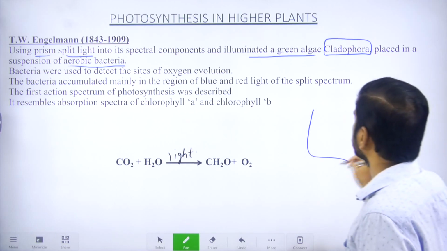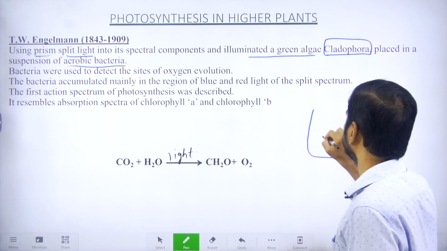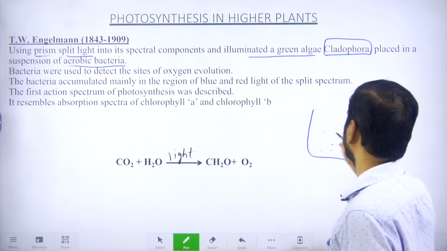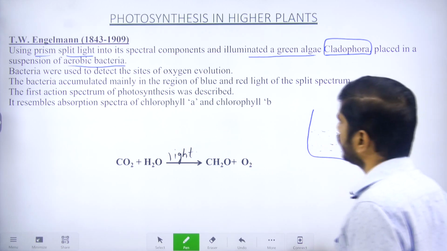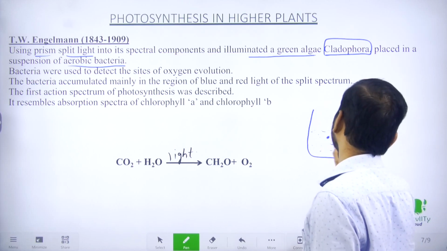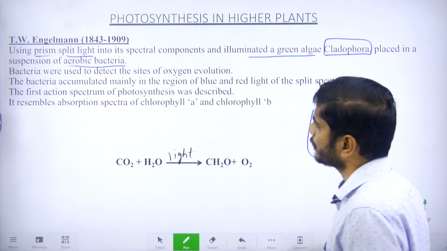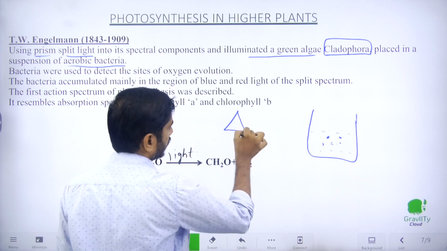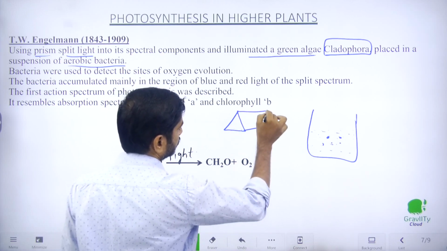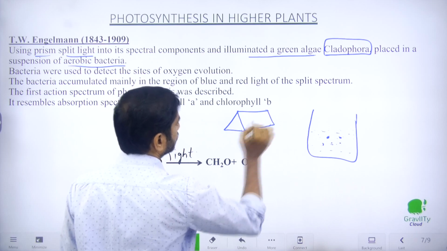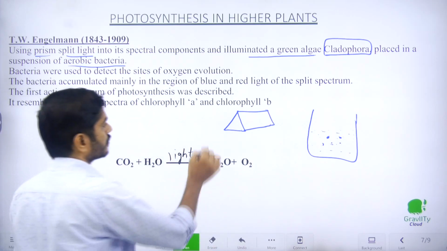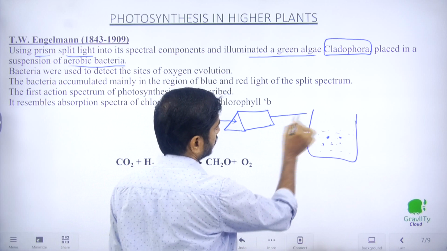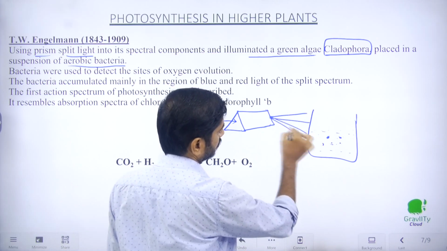Right. So in the suspension, a bacterial culture is there, along with water. Now in that he placed this Cladophora. Now what he had done, he took a prism. I think everyone has an idea about prism, I am expecting. Then he passed a light through it. What does the prism do here? It scatters the light like this.